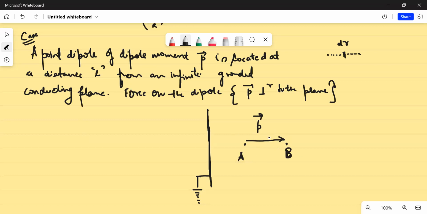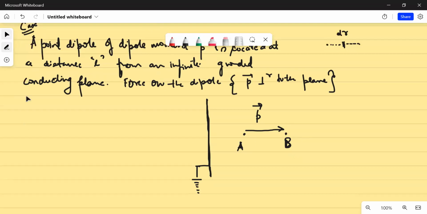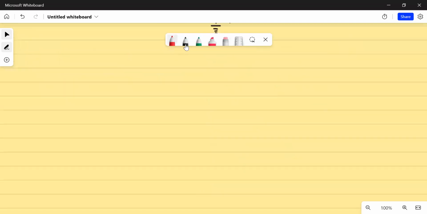So let's say in this direction, my dipole moment is there. And I want to find what will happen because of this image, like this infinite grounded conducting plane. There would be an image dipole created here. And because of that image dipole, it will experience a certain force. Is that clear? Yes, sir. Okay.